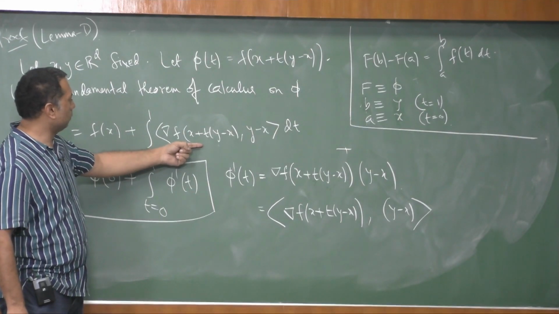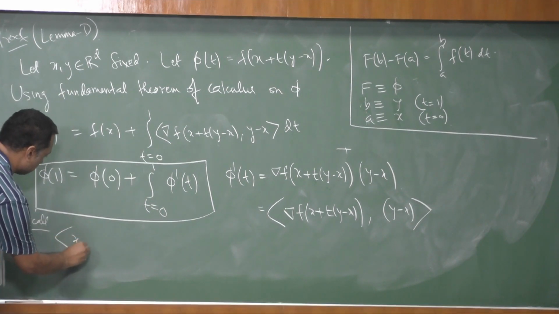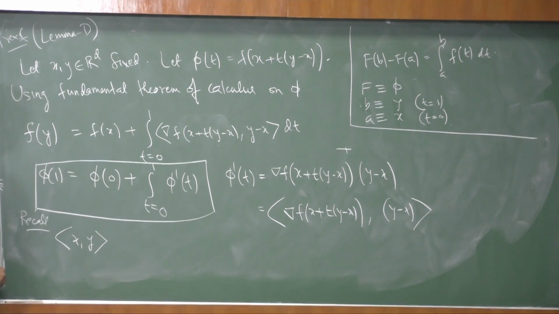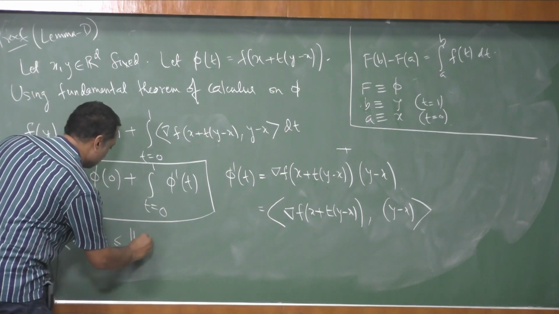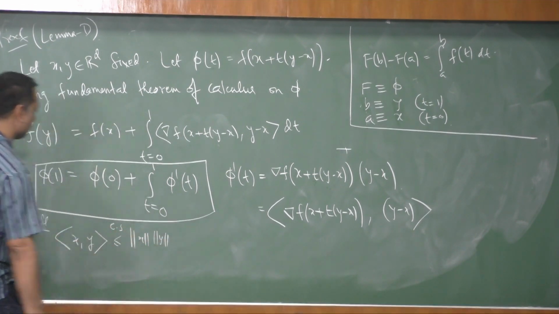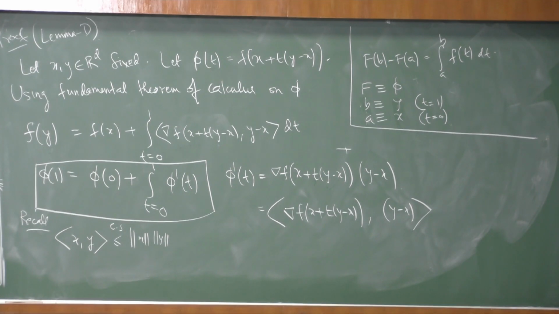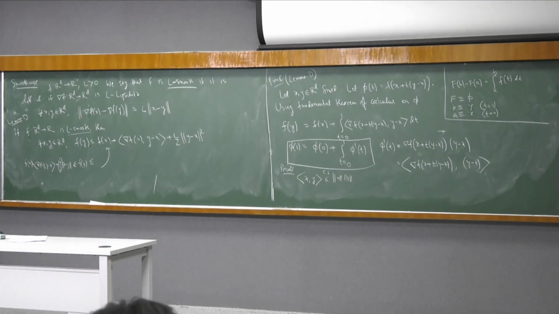So what is an inequality that you know that applies on inner product? Less than or equal to, what was that from linear algebra? Cauchy-Schwarz, okay. So Cauchy-Schwarz is the inner product of x and y bounded by norm x times norm y. So we have an inner product there, and it seems like the integrand will be dominated by norm grad f times norm of y minus x. Okay, so that will make it less than or equal.